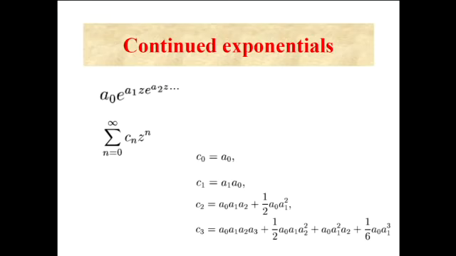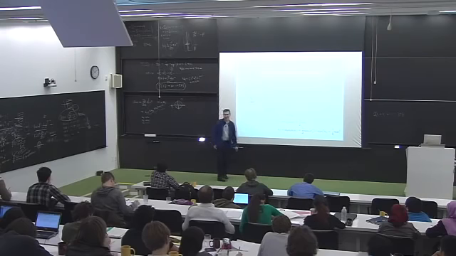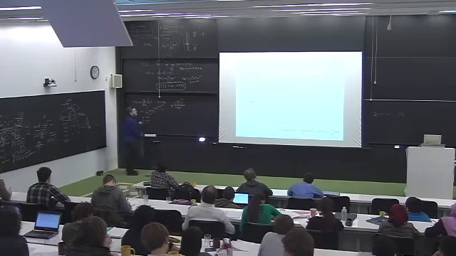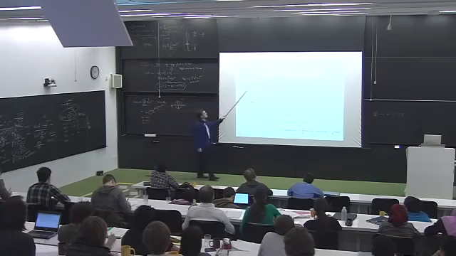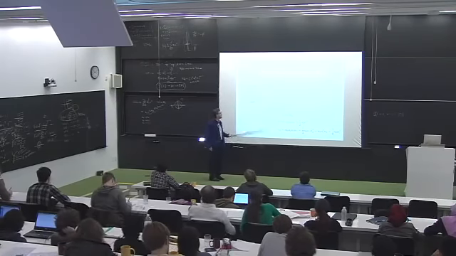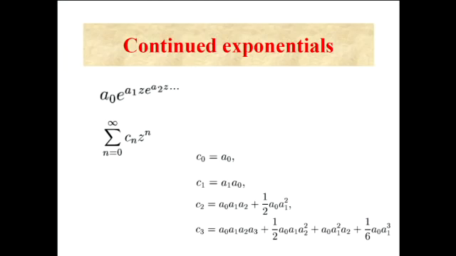But this was stupid because I used different letters over here, but that's okay. Sorry about that. Okay, so here is a continued exponential. Here is a Taylor series.